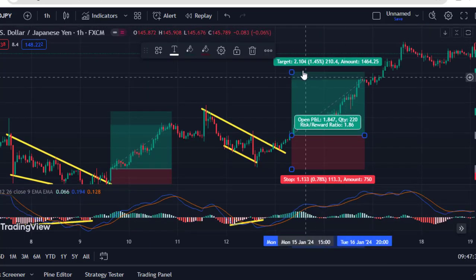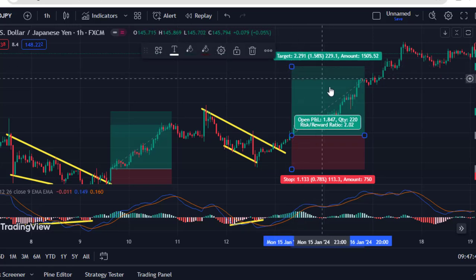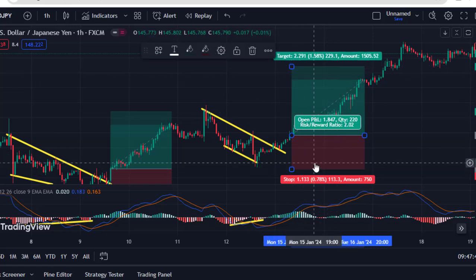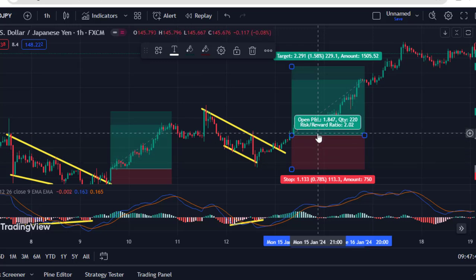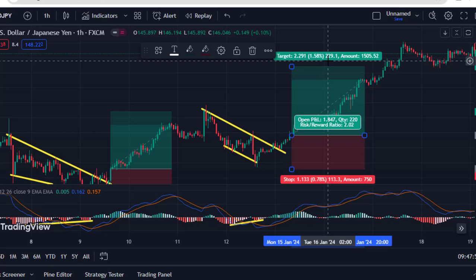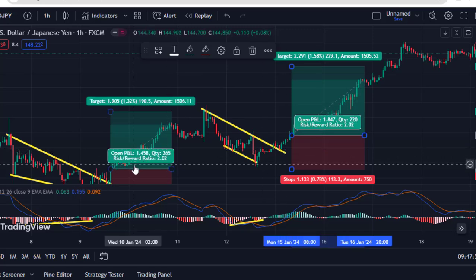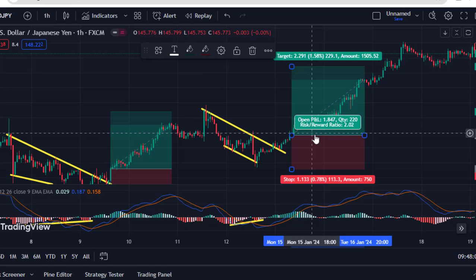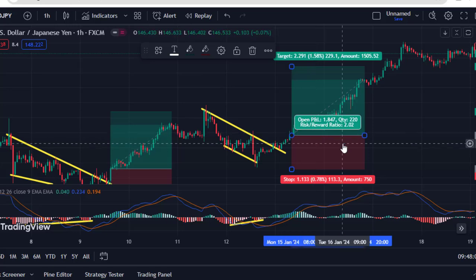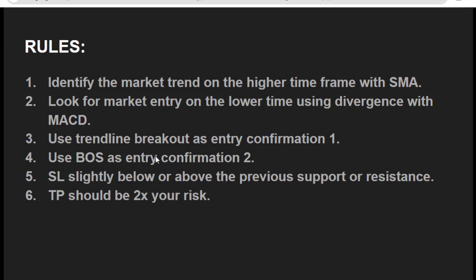In this very case, if you look at it very well, you discover that your stop loss is 113 pips, while your take profit is 229 pips. Okay, so this gives you a 1 to 2 risk reward ratio. So this is a buy position. This is also a buy position. This strategy is very simple and straightforward once you follow these very rules.